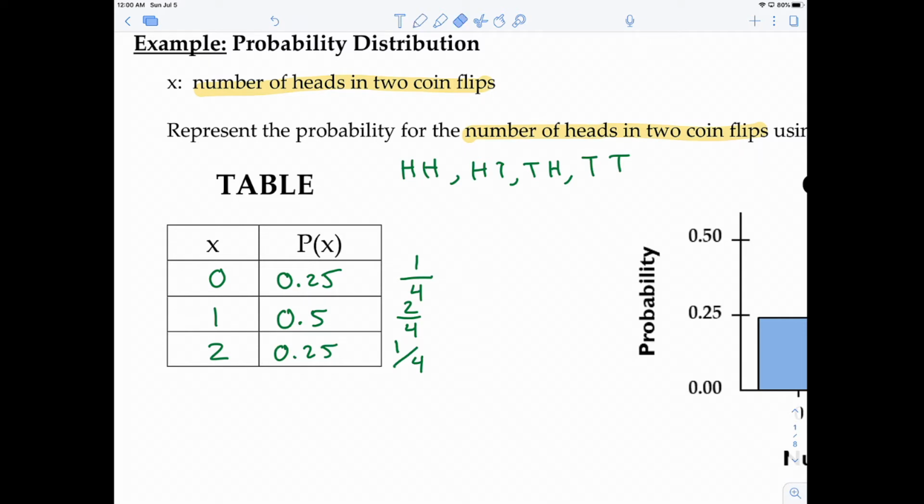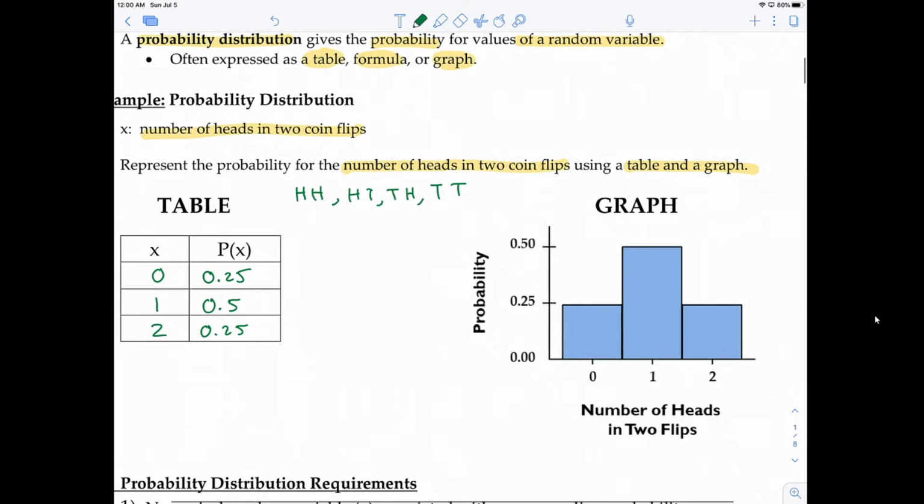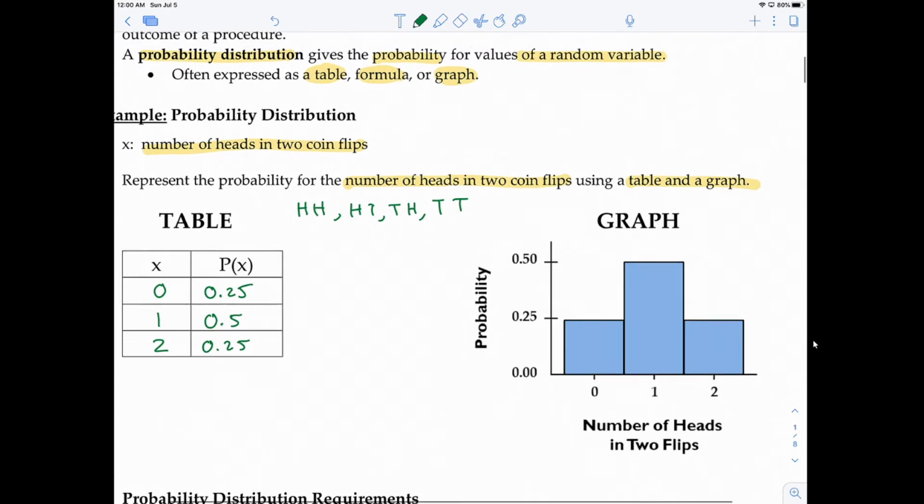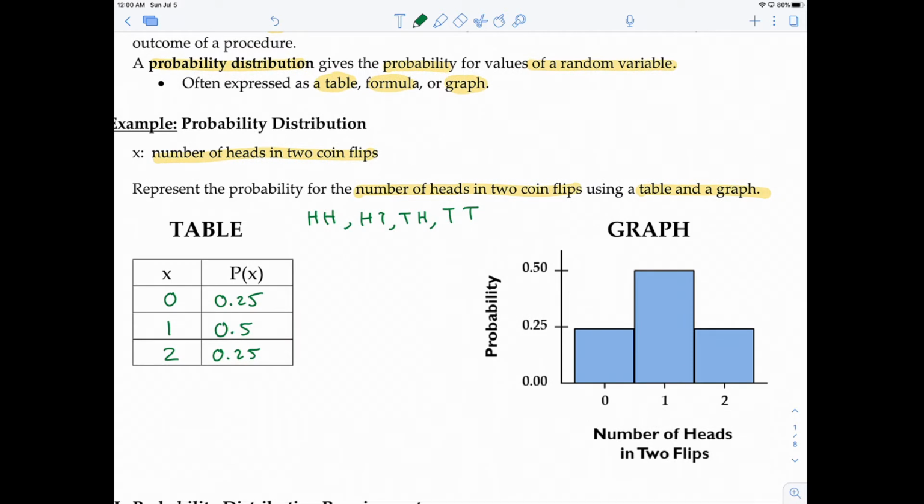Okay, so I'm going to erase these fractions here. This is a probability distribution in table form, and this is the same probability distribution in graph form. You're going to see a probability distribution in 3 different forms: a table, a formula, or a graph. In this case, we looked at the table form and a graph form. Sometimes there's not a formula form, sometimes there is. For this one, we didn't need a formula, right? We could have just used a table.